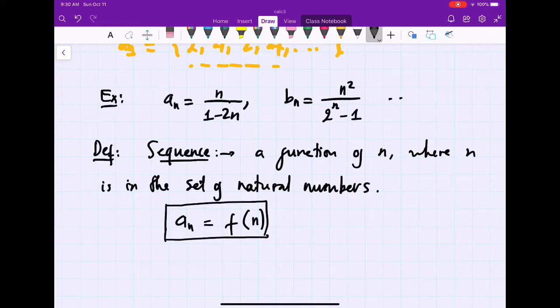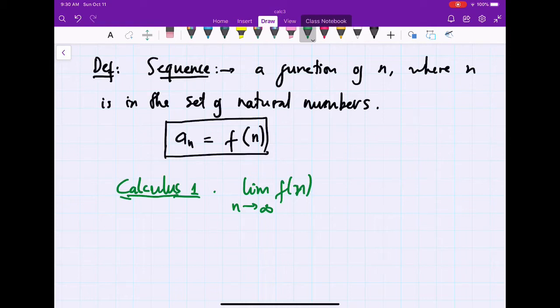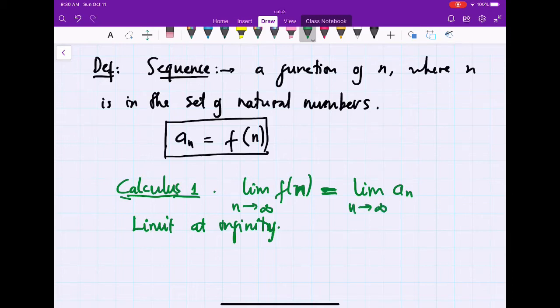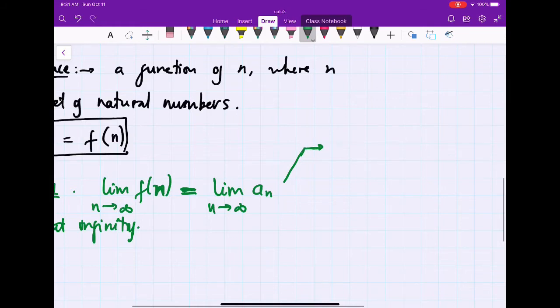All right. So now, a sequence may be considered as a function. And from calculus 1, we know, if you have a function, you might need to consider the limit of the function, right? The limit of the function when n approaches infinity. So this is the limit at infinity. Does that make sense? So this limit, if you write that as an, that's nothing but the limit of an as n approaches infinity. If this limit exists, you say that the sequence an converges. If this limit is equal to infinity or does not exist, you say an diverges. Does that make sense?